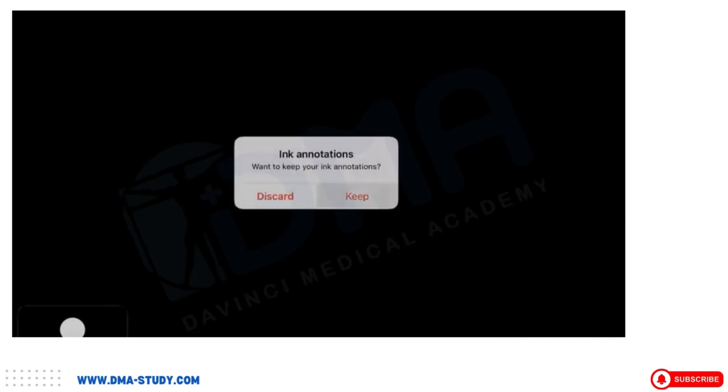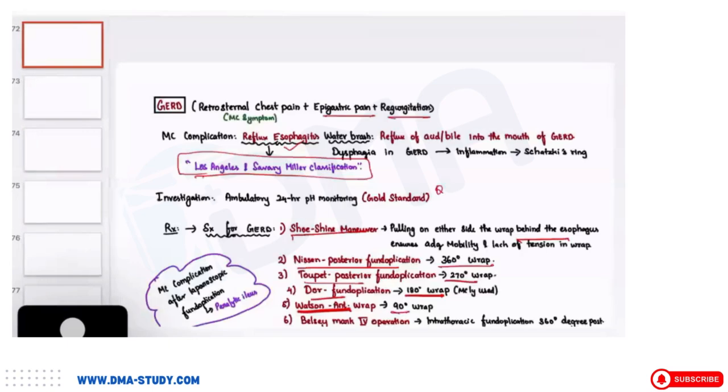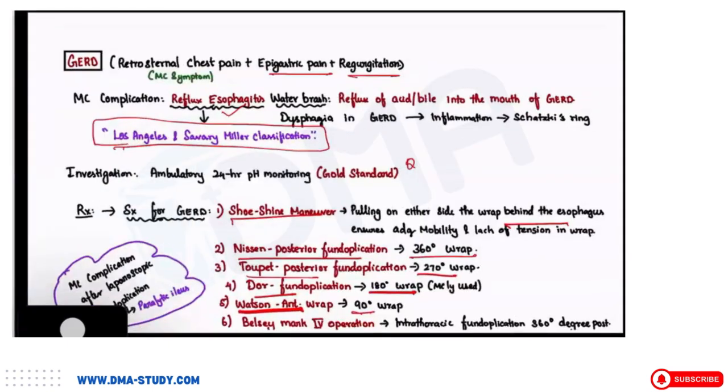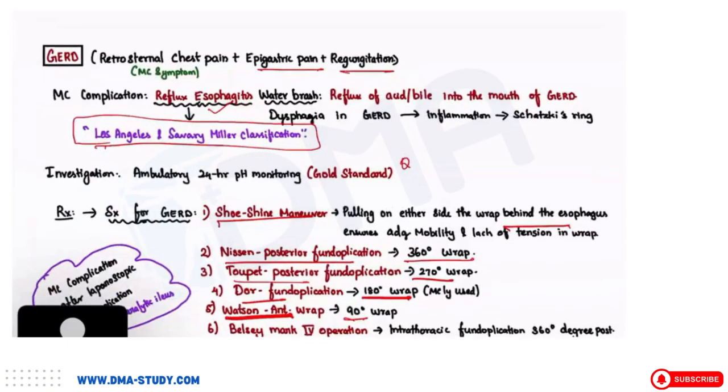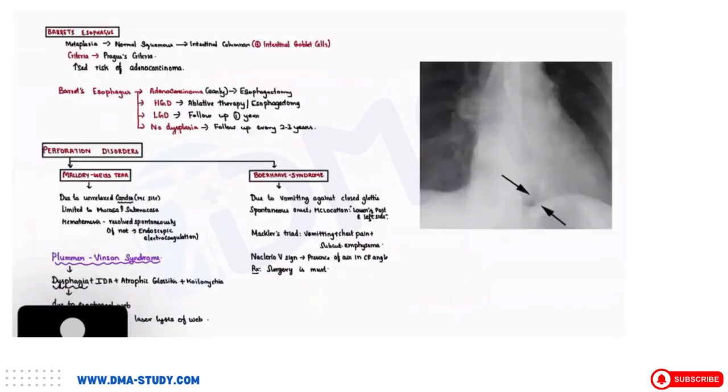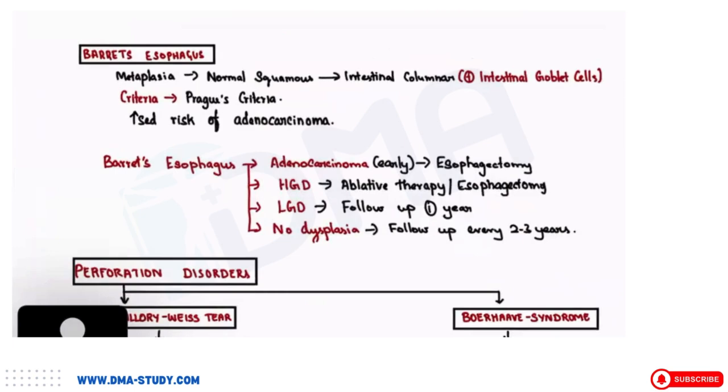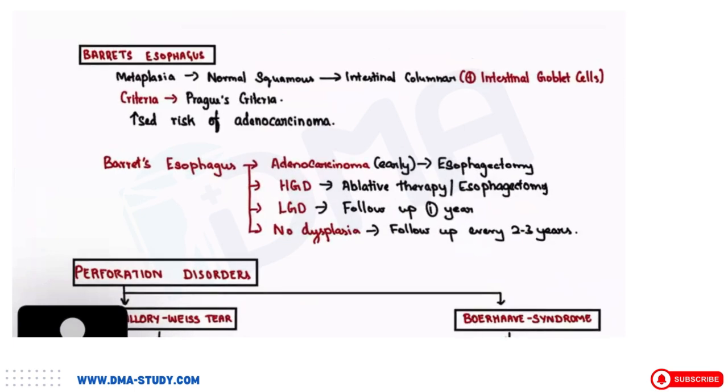Okay, so this is all about GERD. Now we move on to Barrett esophagus. The next one is here, Barrett esophagus. What is Barrett esophagus? The definition of Barrett esophagus: it's a metaplasia.